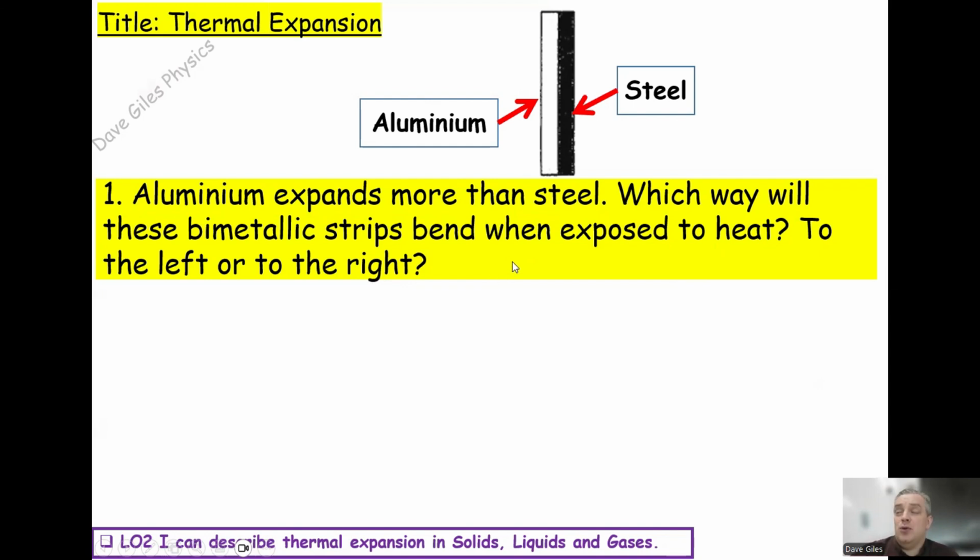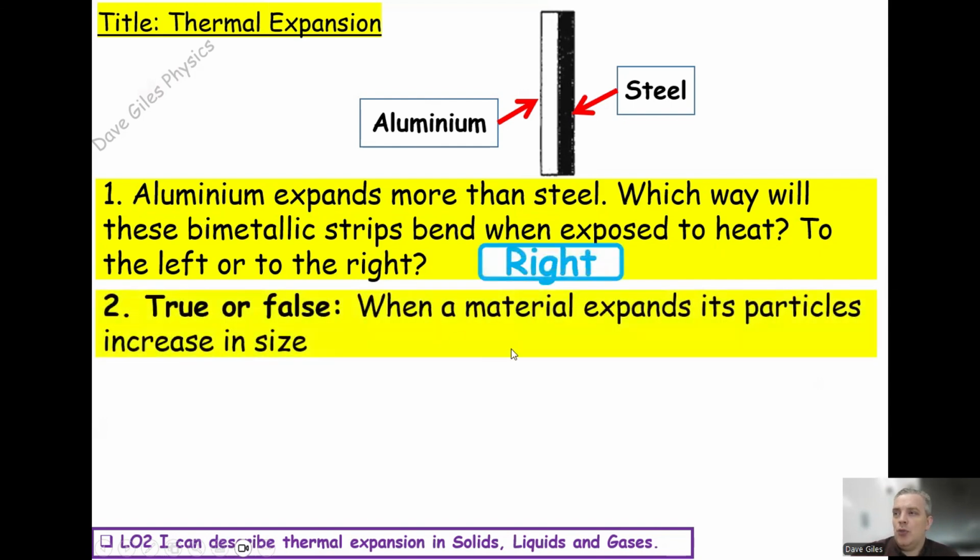Well, it always bends in the direction of the metal which has the least amount of expansion. So it's going to bend towards the steel. So it's going to bend right. The rest are true or false.